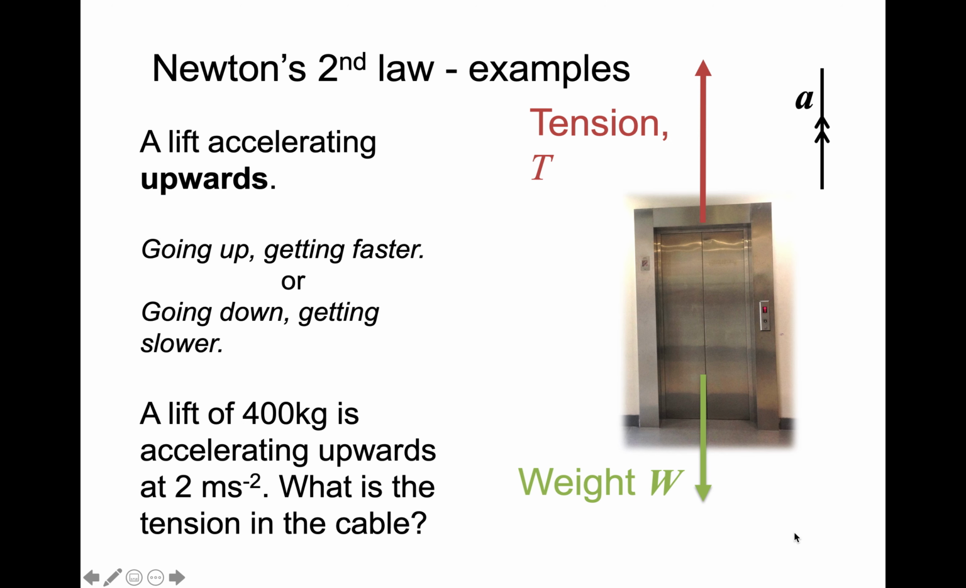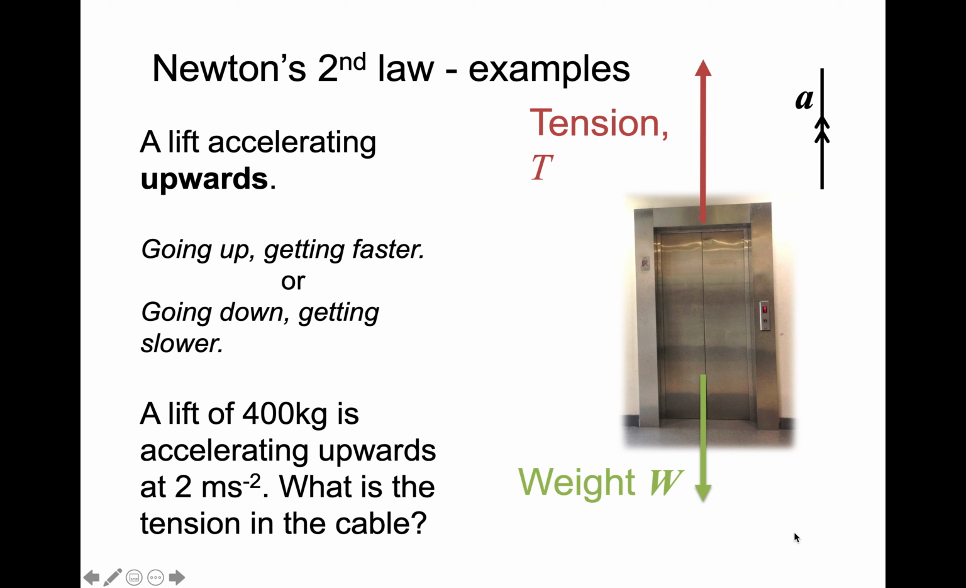An example we can have a look at here is the example of a lift. Here is a lift. Well, behind those doors is a lift. And if that lift is accelerating upwards, now notice the acceleration is upwards. That doesn't necessarily mean that the lift is moving upwards, because it could actually be going down, but slowing down to a stop, in which case the force and the acceleration will be acting upwards, or it could be starting to move up and getting faster moving up.